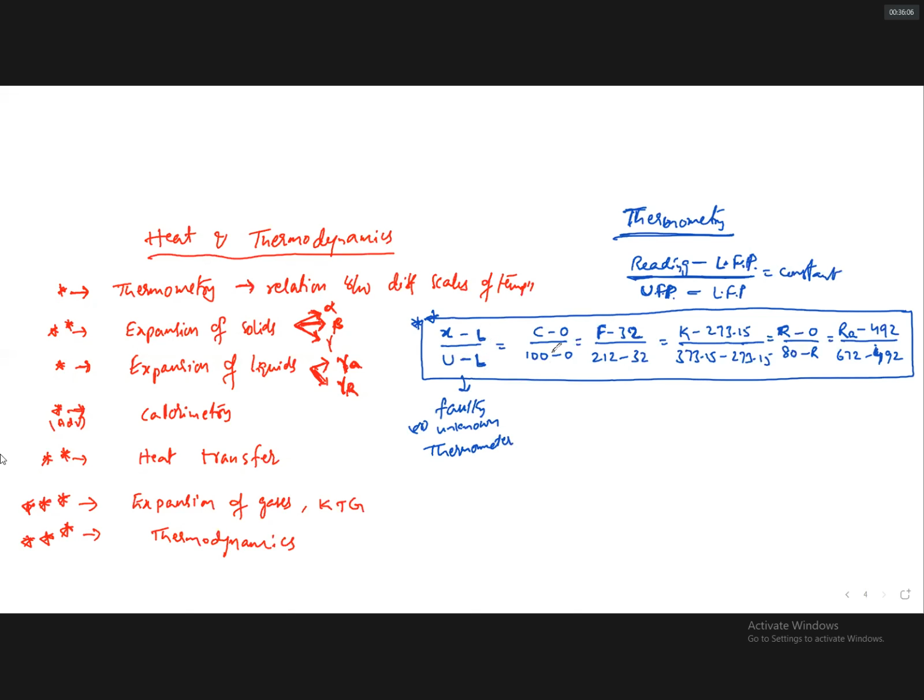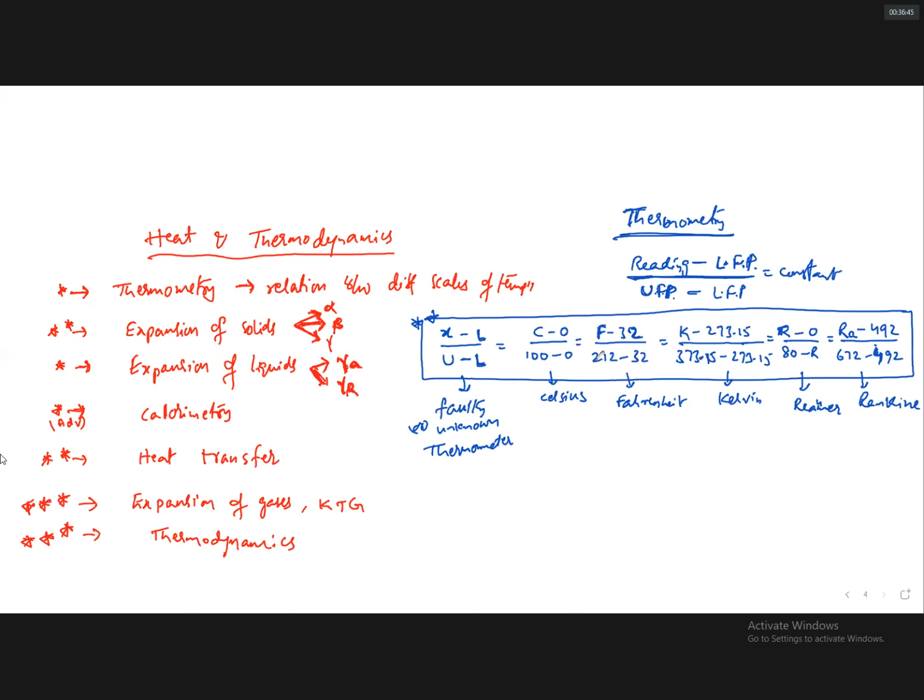Therefore, this is the Celsius scale, this is the Fahrenheit scale, this is Kelvin, this is Reamer, and this is Rankine. So like that, in different scales, we have to relate the temperatures to convert the temperature in one scale to another scale.